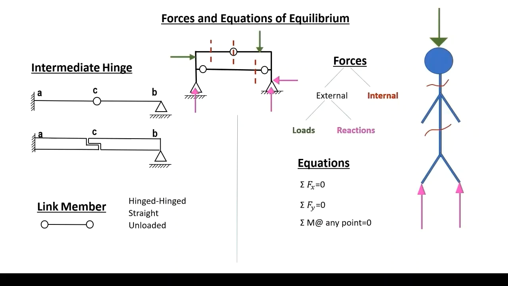We have an extra equation if we have an intermediate hinge. That is sigma moment about the intermediate hinge for part of the structure, either the left part or the right part, equals 0. Again, the first 3 equations apply for the whole of the structure, while the last equation applies only for part of the structure.